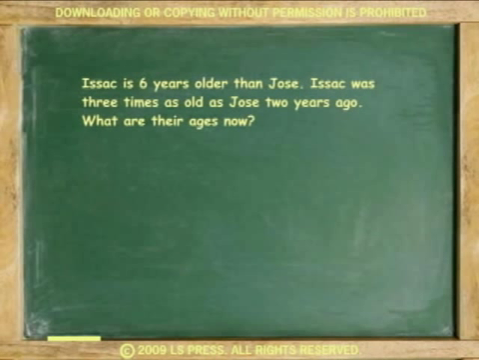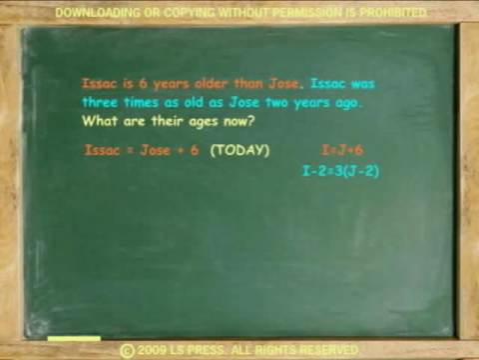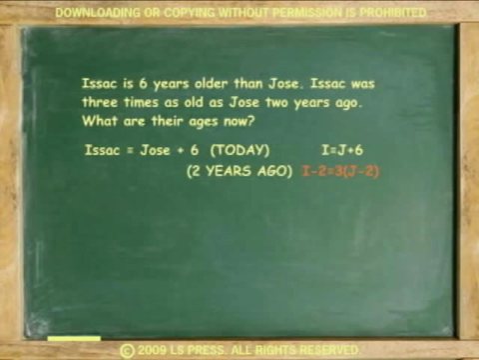Another example. Isaac is 6 years older than Jose. Isaac was 3 times as old as Jose 2 years ago. How old are they now? Two alternatives, two equations. One today, the other one 2 years ago. Today, I equals J plus 6. 2 years ago, I minus 2 equals 3 times (J minus 2). Solve the equation for today and the equation for 2 years ago as a system.